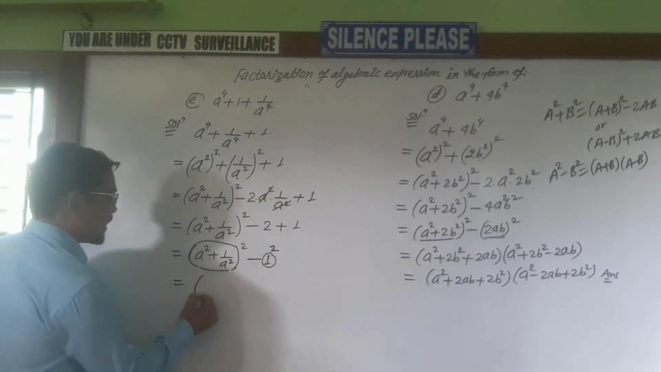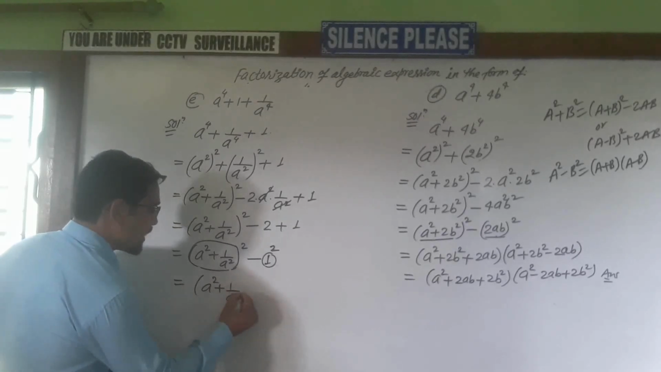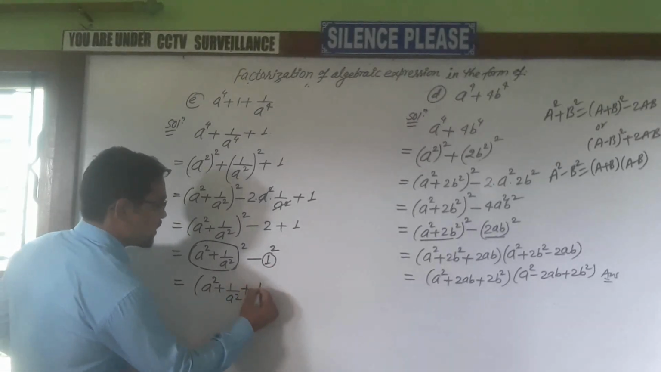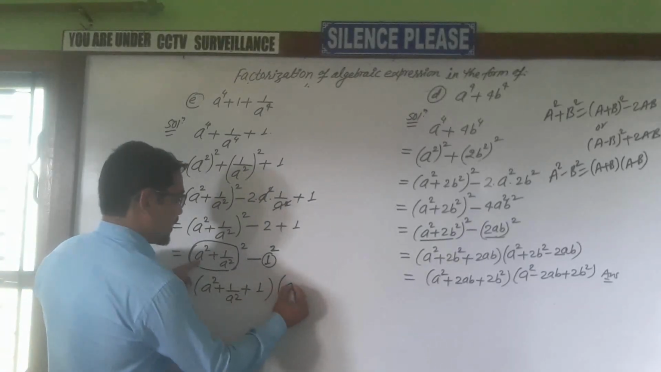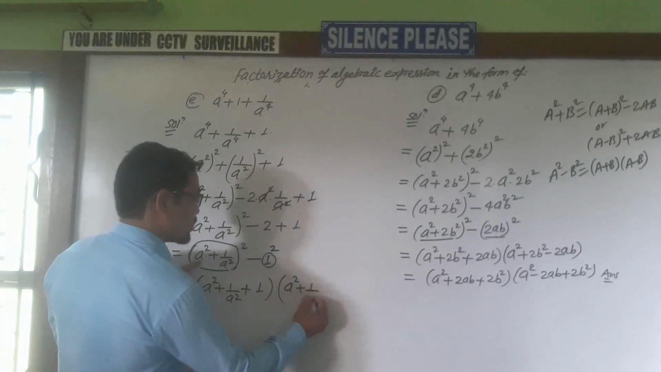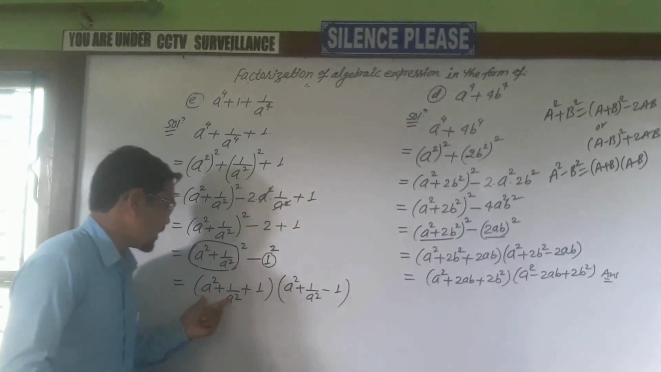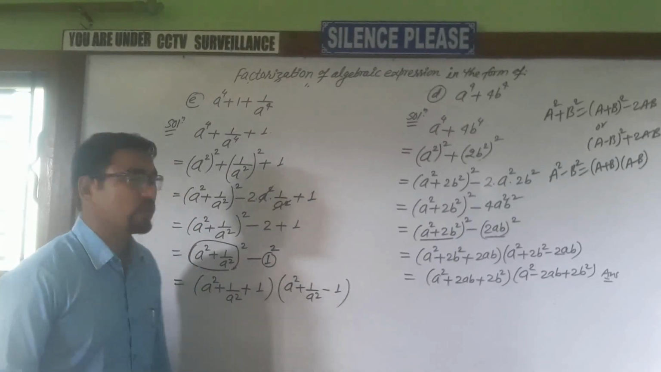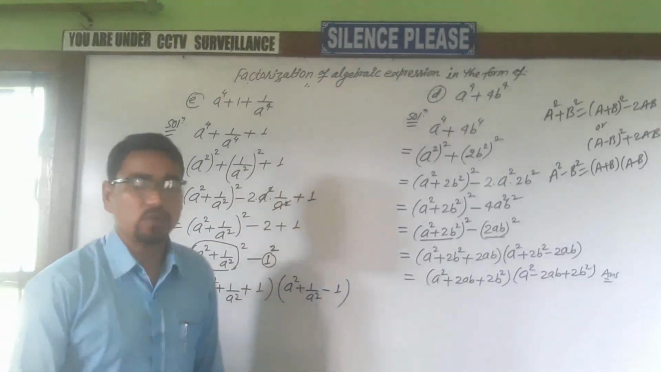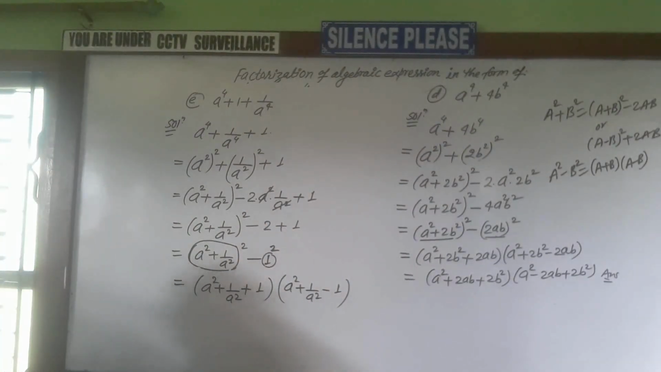So let's write a plus b. A plus b means a square plus 1 by a square, this is a, plus b, which is 1. This is a plus b written. Again a minus b: a square plus 1 by a square, this is a, minus 1, this is b. Now this is a plus b, a minus b. This is our requirement. So in this way we can solve this type of question. Next question. Again, next question.